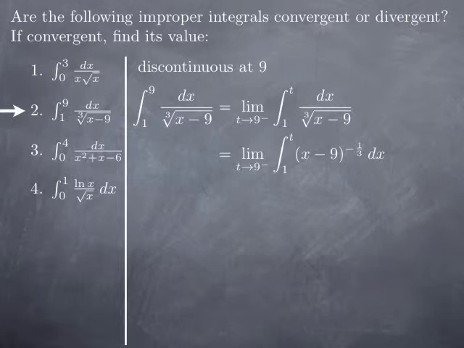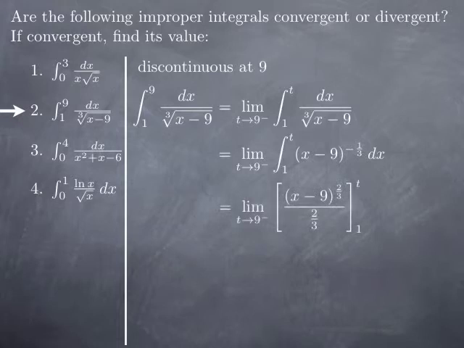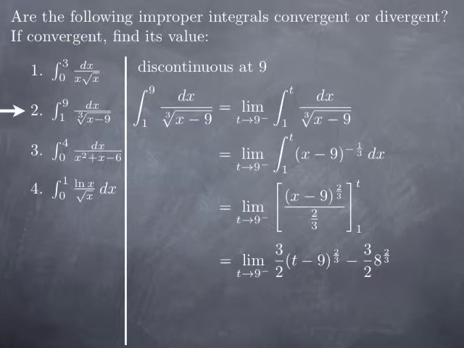And of course, an antiderivative of (x minus 9) to the negative 1/3 is (x minus 9) to the negative 1/3 plus 1, that's 2/3, divided by 2/3. So we evaluate that between 1 and t, and the value at t is of course 3/2 of (t minus 9) to the 2/3. And the value at 1 is 3/2 of (1 minus 9), negative 8, to the 2/3, which is the same as 8 to the 2/3.